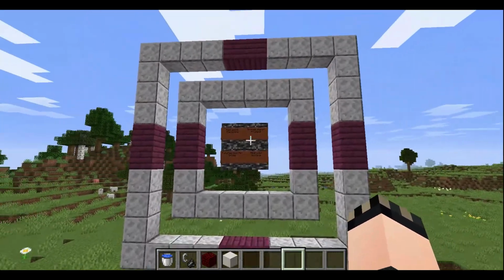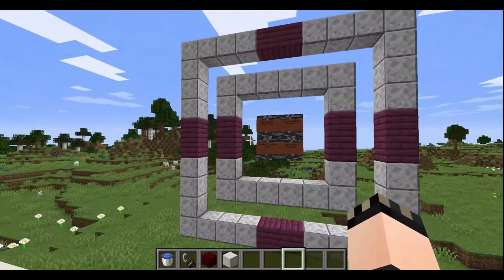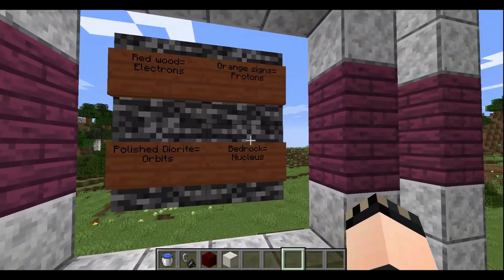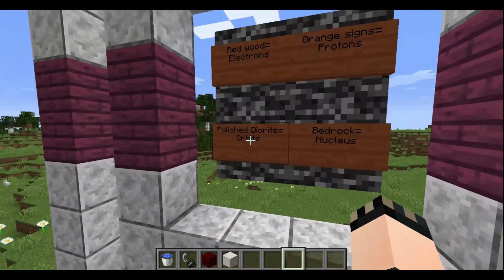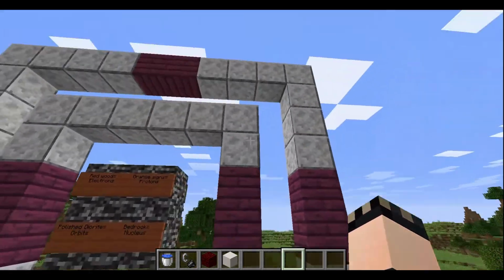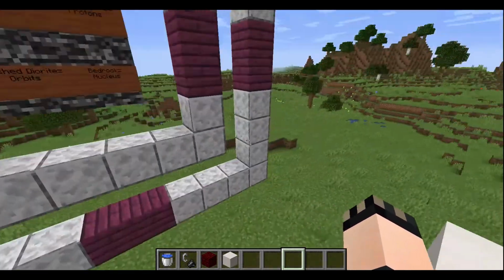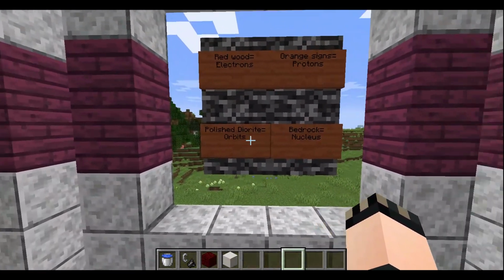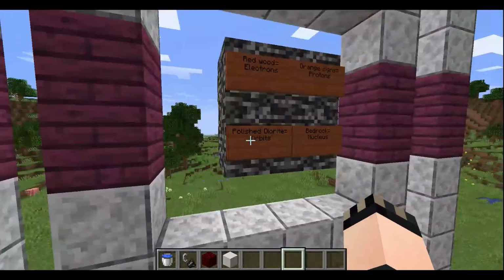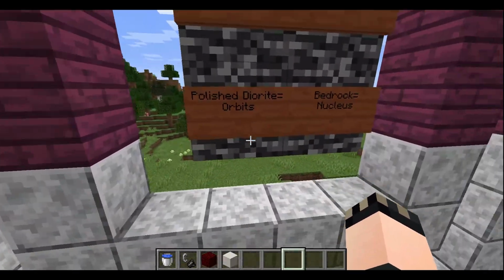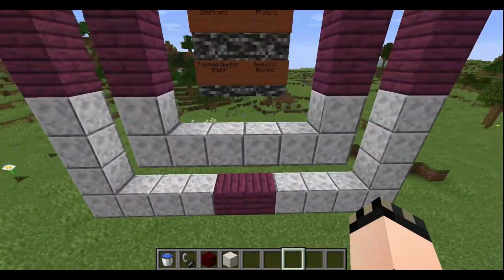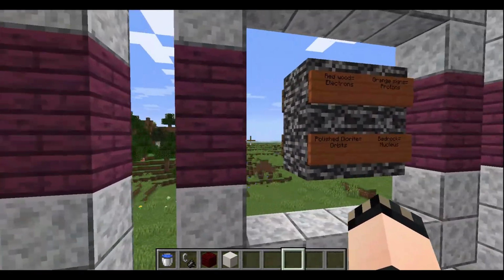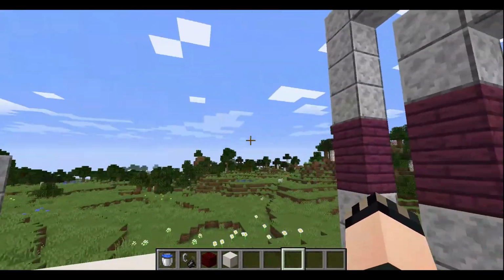I mean this build may not be the best, but I can explain something. The orange signs equal protons. The protons are located in the nucleus, while the electrons are located in the orbits. As you can see, red wood equals electrons. Polished diorite, or white rock for you guys that don't play Minecraft, is the orbits, and between each orbit is a big amount of space.